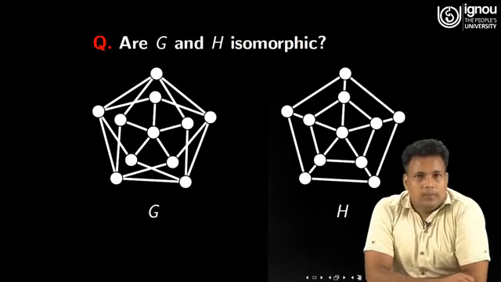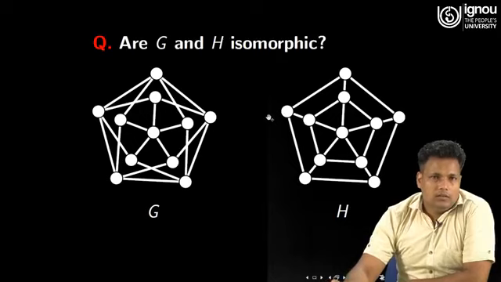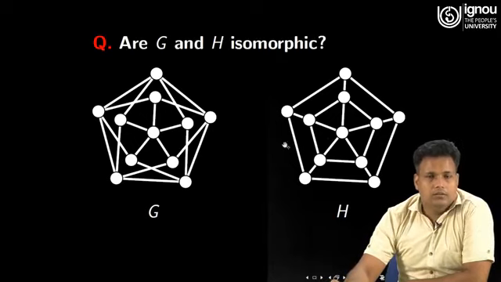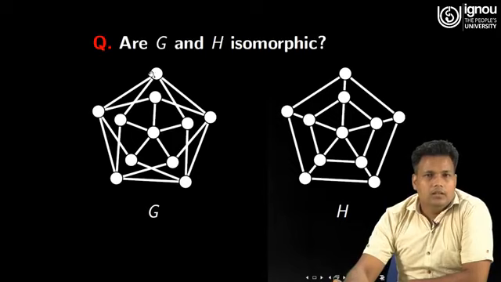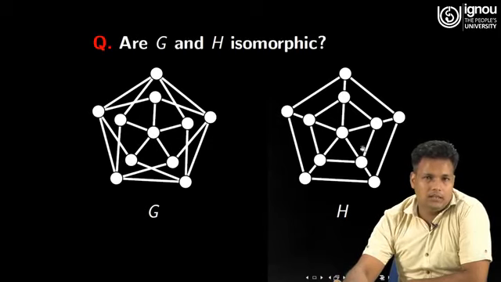Okay, now consider these two graphs G and H. We have to see whether they are isomorphic or not. You can recall that G is the famous Grötzsch graph. It has 11 vertices and 20 edges. The graph H also has 11 vertices and the same number of edges. The maximum degree of G is 5. The maximum degree of H is also 5. Both G and H are connected.